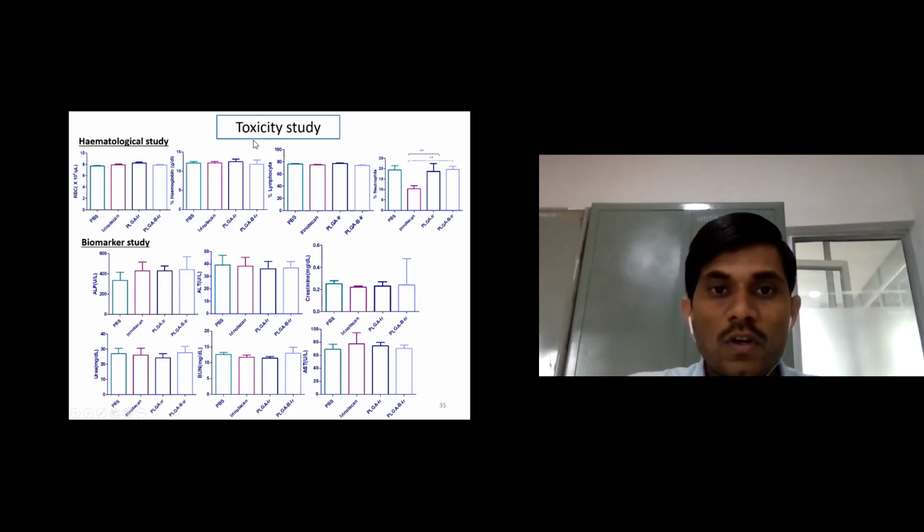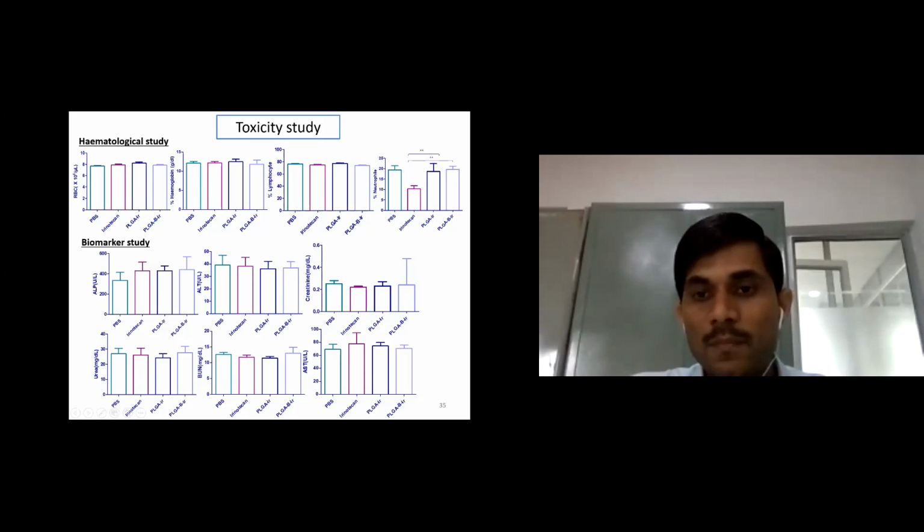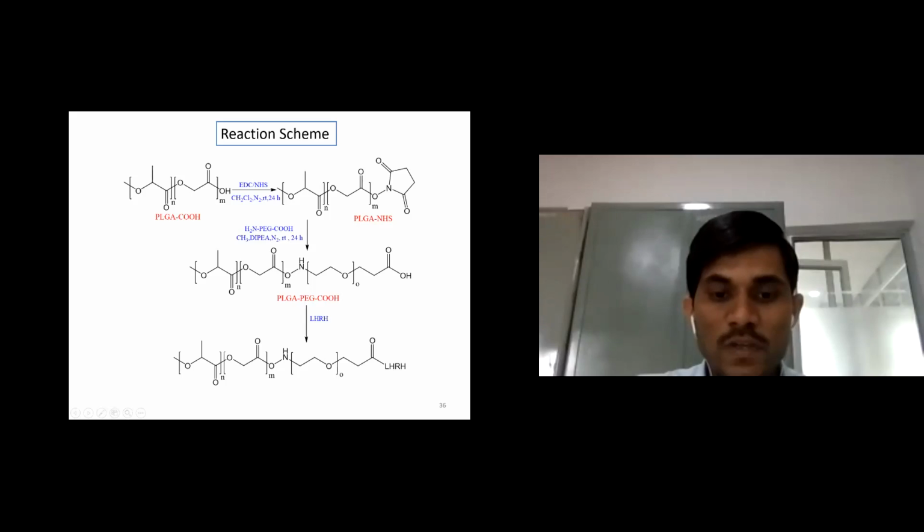Then we have to marker study, but there is a significant change observed for the neutrophils. There is a decrease in the irinotecan concentration observed for irinotecan treatment.